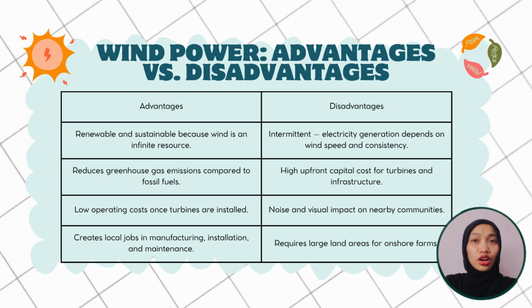maintenance. However, there are also disadvantages we must consider. Wind power is intermittent. Electricity generation depends on wind speed and consistency. The upfront capital cost for turbines and infrastructure is high. In addition, wind farms can cause noise and visual impact on nearby communities, and onshore projects require large land areas.